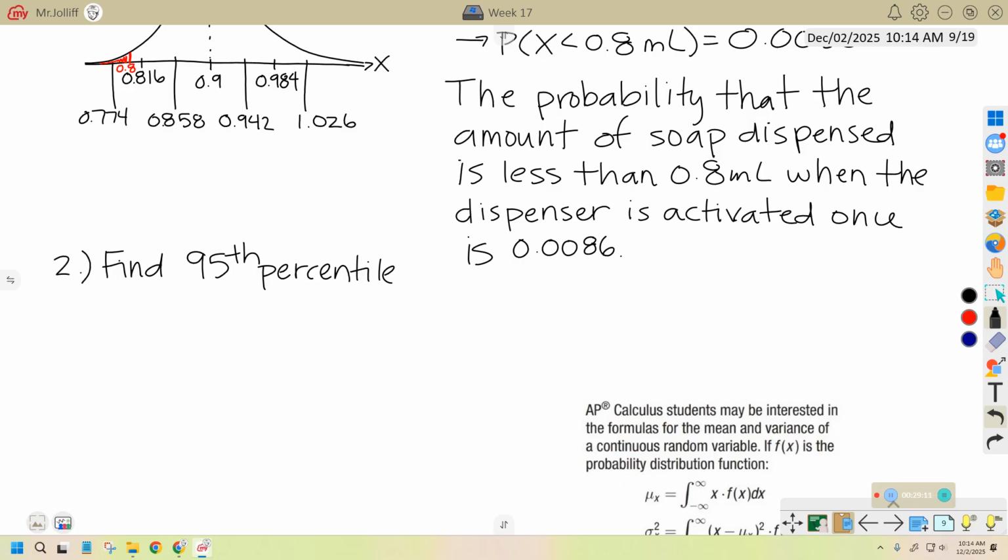We know that percentiles are the probability that a randomly selected value is less than or equal to that number, or the percentage of people that are less than or equal to that number. We can interpret it both ways. So they have given me the probability that X is less than or equal to whatever number I'm looking for. I'm letting the 95th percentile be equal to A. I need to find what A is. I know the answer to this probability question is 0.95.